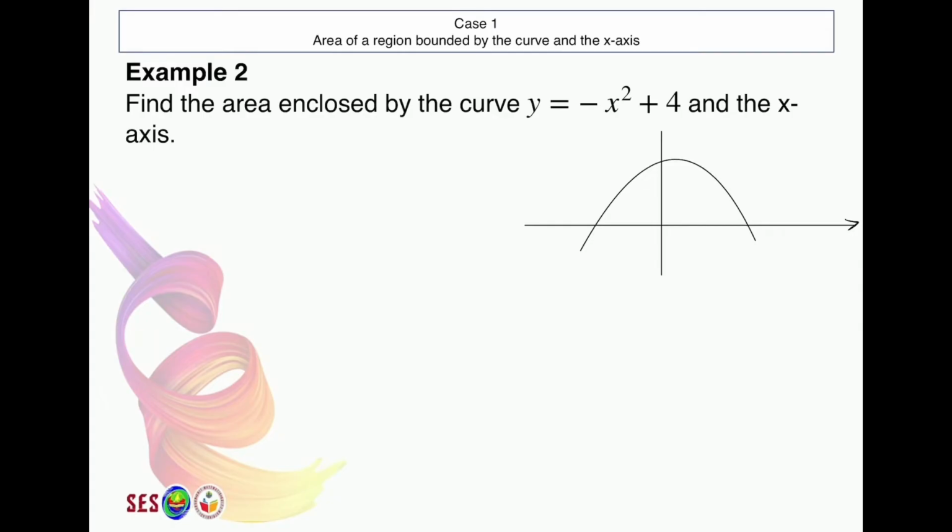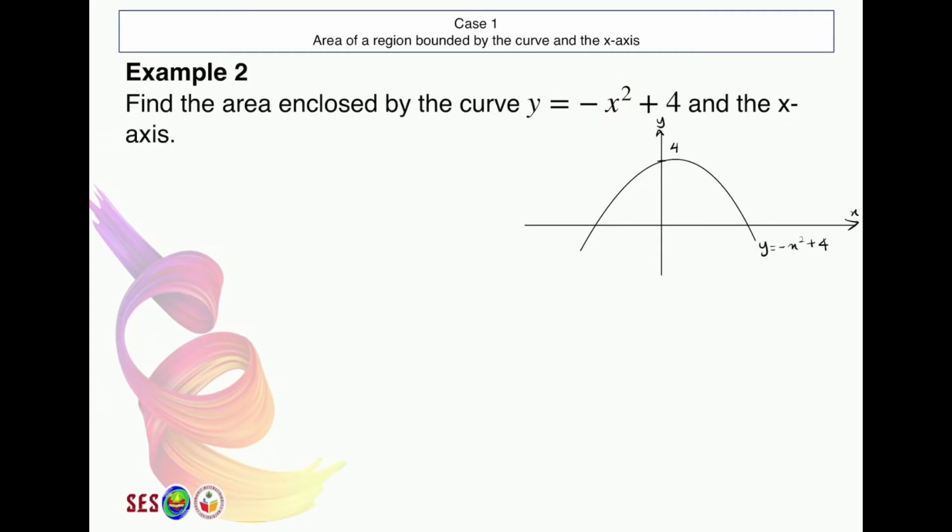So this is our graph y equals minus x to the power of 2 plus 4. Okay, so this will be 4. So this is your y-intercept and this is your x. Okay, so to find the y-intercept, we substitute x is equals to 0. So we substitute 0 into x.